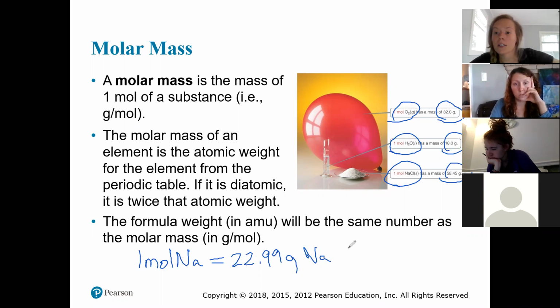Looking at your periodic chart, what does 1 mole of carbon weigh? It should weigh 12.011 grams. Okay, 1 mole of krypton, number 36, should weigh 83.80 grams per mole. The molar mass and the formula weight are interchangeable.